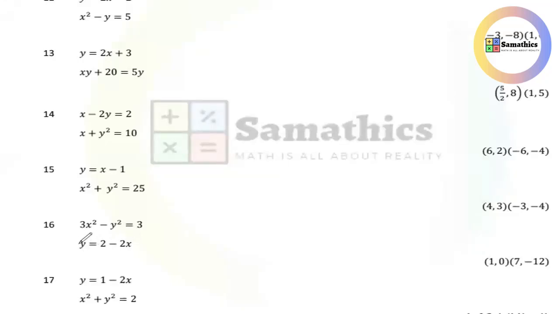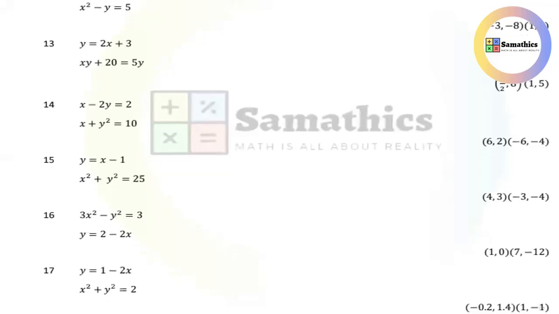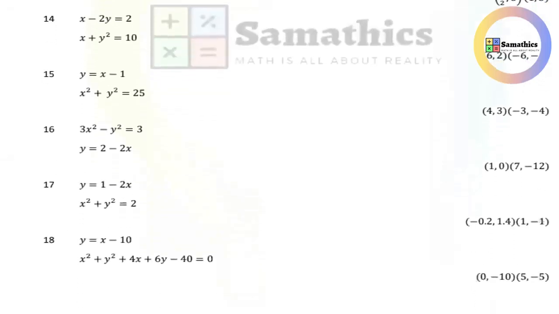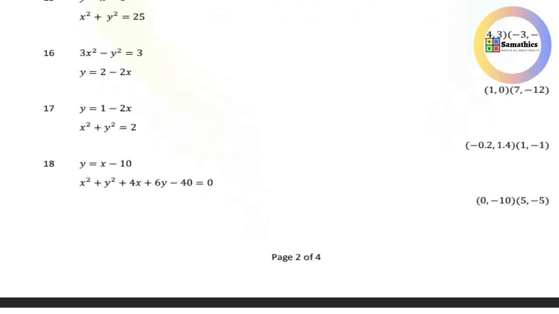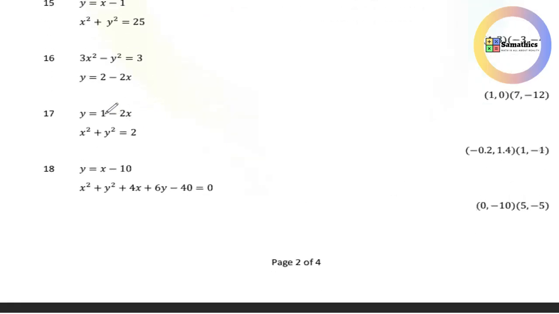It's easy if you substitute here the value of y, in which y is the subject. It's better if you use the same one. Okay, we have here y is equal to 1 minus 2x. It's the same kind of question. Y is equal to x minus 10, and then we have this whole.